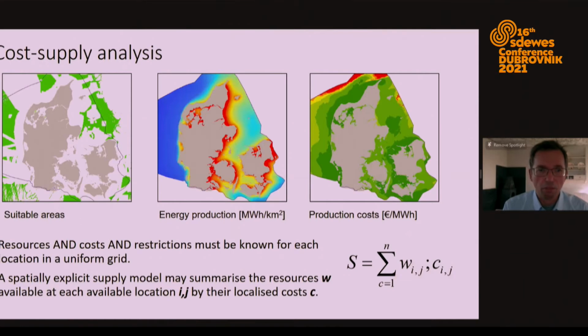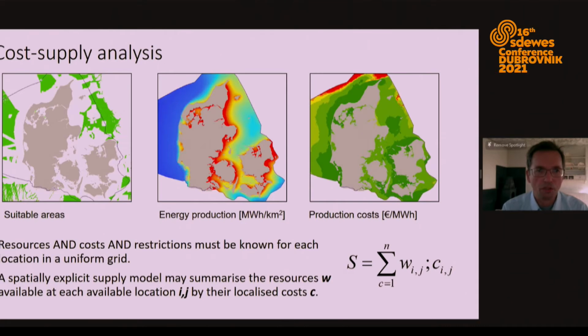To illustrate what cost-supply analysis is, I would like to focus on a topic that is currently being discussed in Denmark, also one of the countries that has spearheaded the development, and that is offshore wind energy. So in cost-supply analysis, we need 3 elements. We need a map of suitable areas, where can we build offshore wind energy or anything else. Second, the energy production, how much energy is being generated per area unit. And thirdly, what are the costs of producing this per area unit and per energy unit?